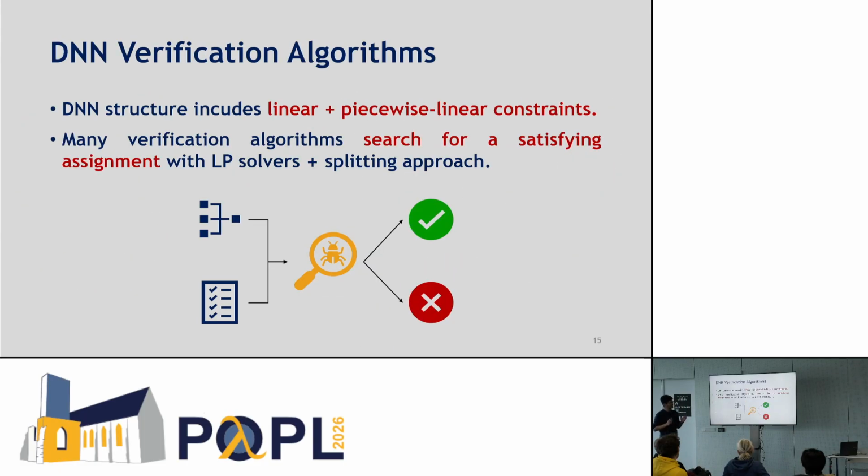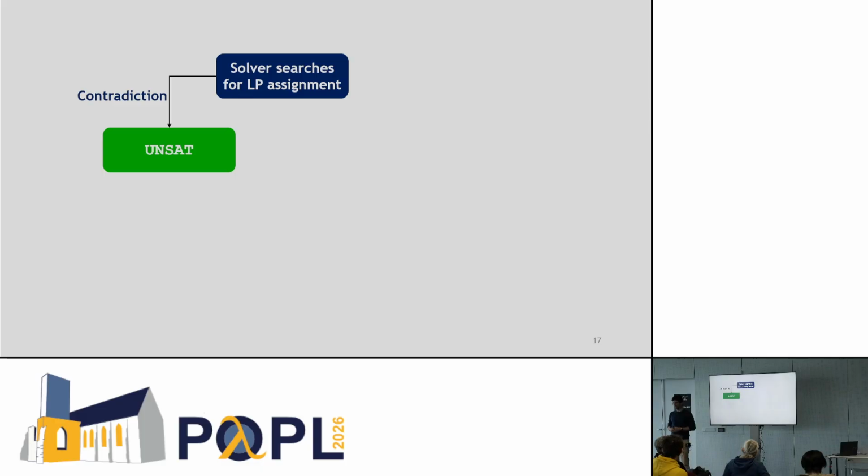So you can see that this structure induces linear and piecewise linear constraints. Together, the verification algorithms would search for a satisfying assignment, using LP solvers for the linear part and a case-splitting approach for piecewise linearity. Schematically, it looks like this. The verifier would invoke an LP solver. It would search for a satisfying assignment for the linear part of the query. And if it finds that there is none, then there's no solution to the overall query.